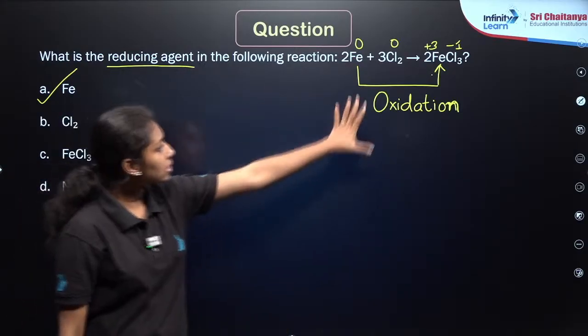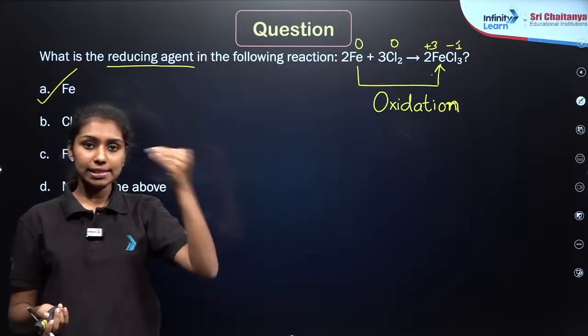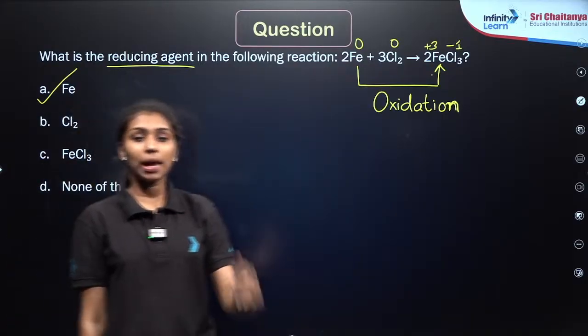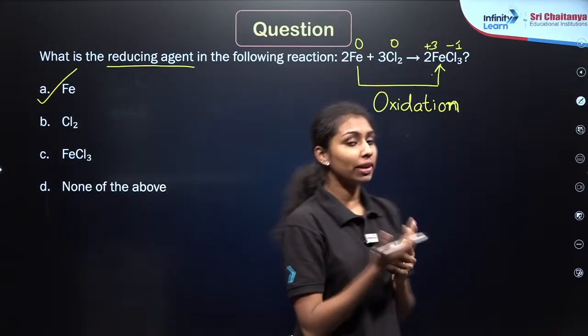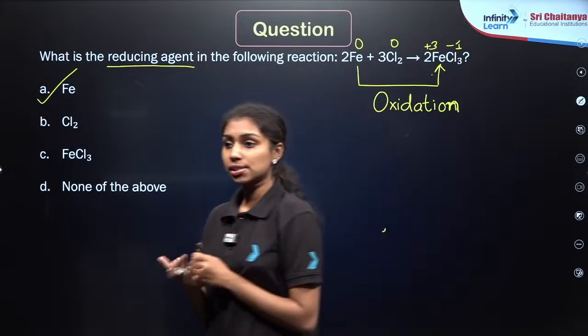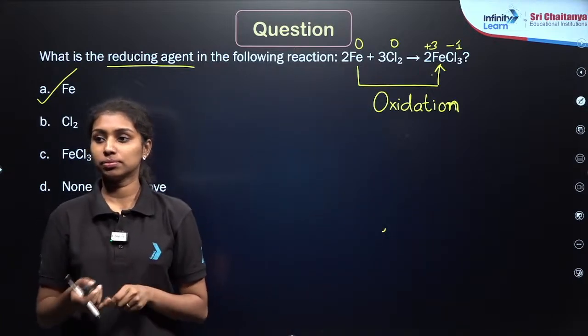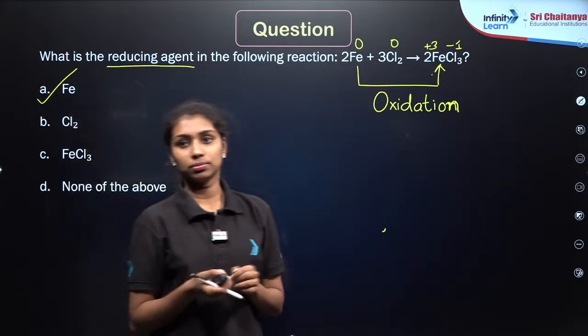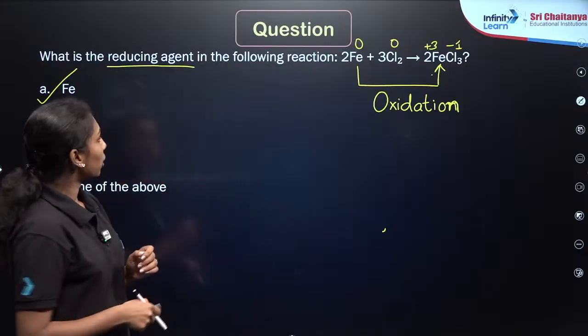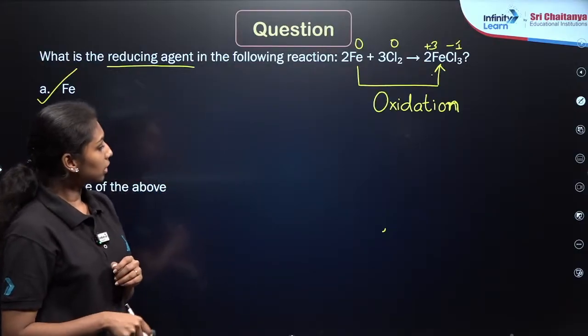Yes, increase in oxidation number means it is oxidation, decrease in oxidation number means it is reduction. So based on the oxidation number, we can predict whether it is oxidation or reduction. Okay, I hope you understand. Now let me move to the next question.